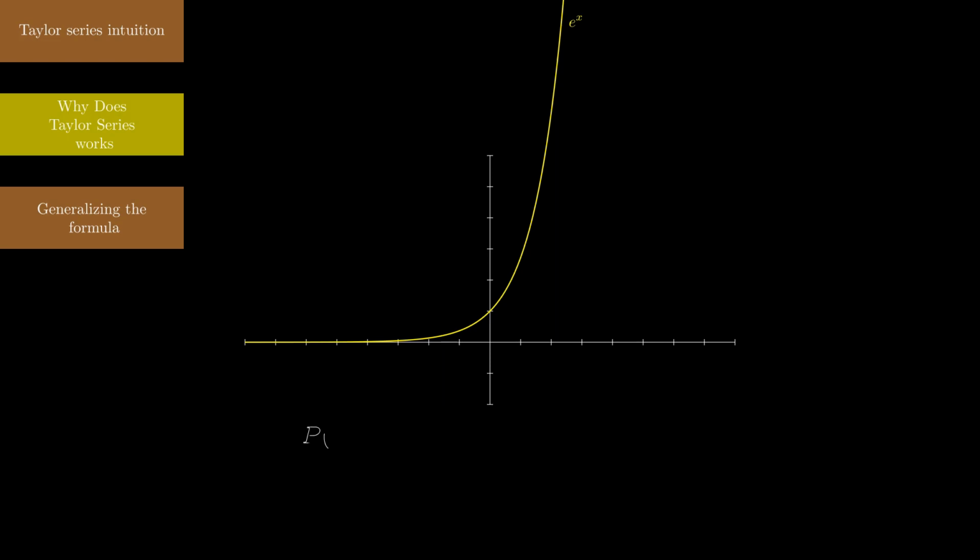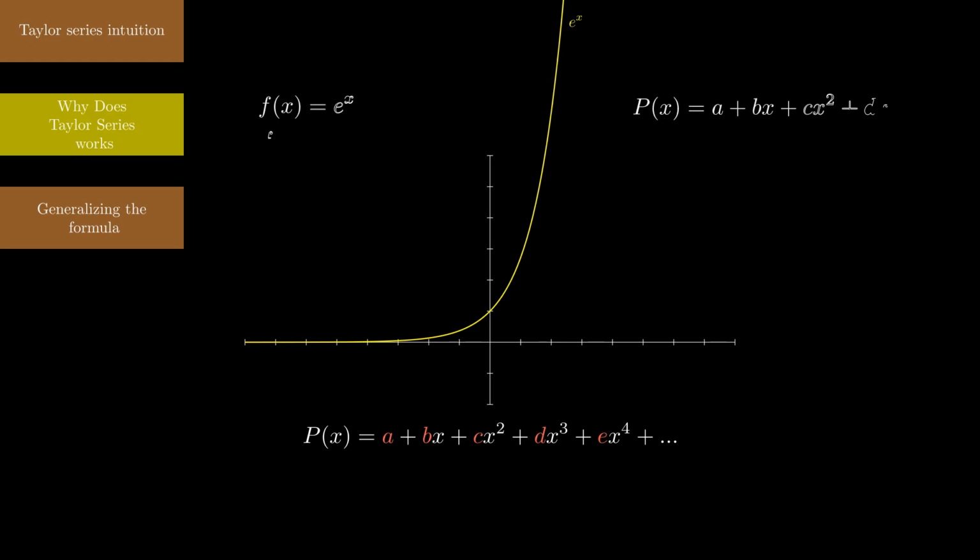In general, a polynomial can be expressed as follows: a plus b times x plus c times x squared plus d times x cubed plus e times x to the power 4, and so on, with various coefficients. We aim to determine these coefficients, and while it may initially appear complex, it's not as daunting as it seems. To start, we want our approximation to match the value of the function at the chosen point. We achieve this by simply substituting 0 into our function.